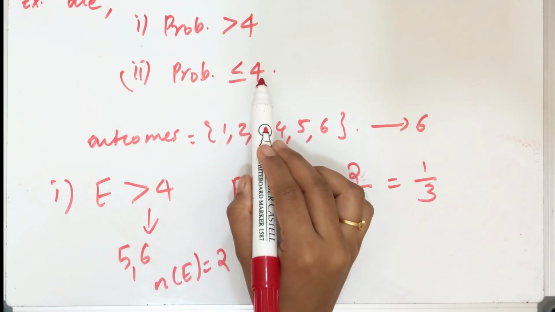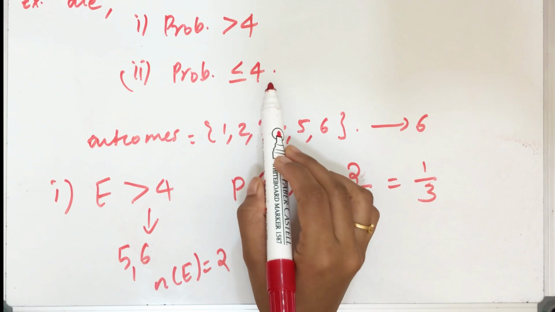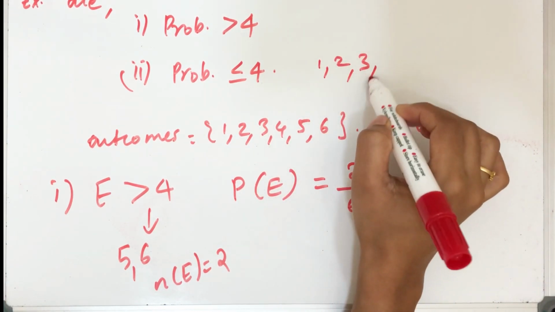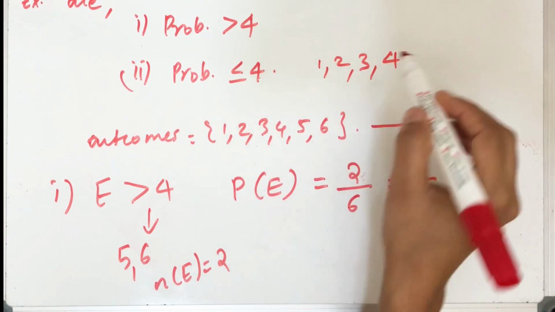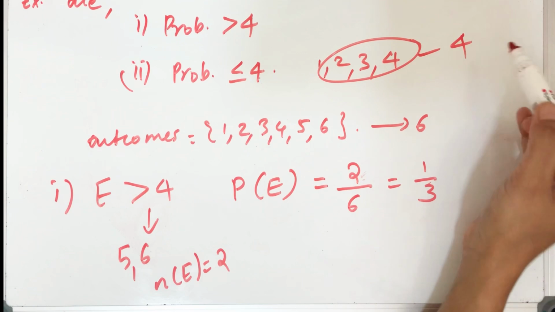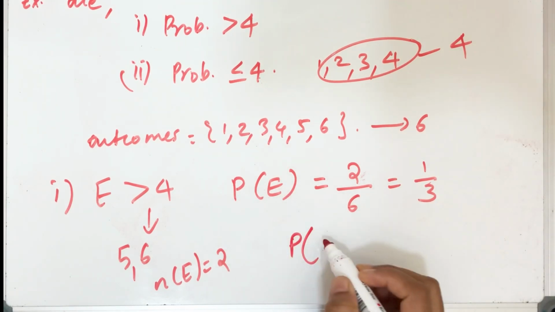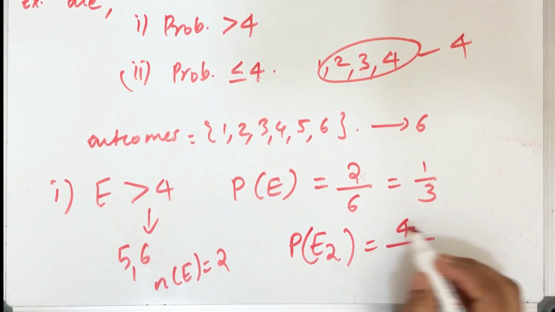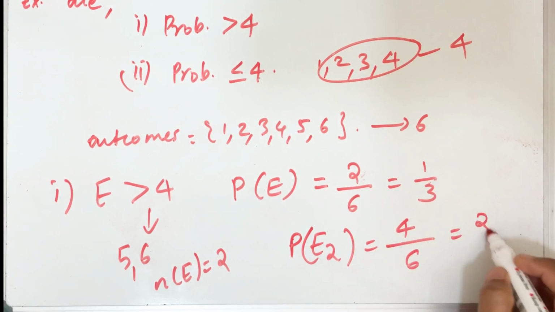Like that, the second case, probability of getting a number less than or equal to 4. The numbers are 1, 2, 3 and 4. Here, 4 outcomes. Then the probability, we can call it P of E2, is equal to 4 by total outcomes 6, that is 2 by 3.